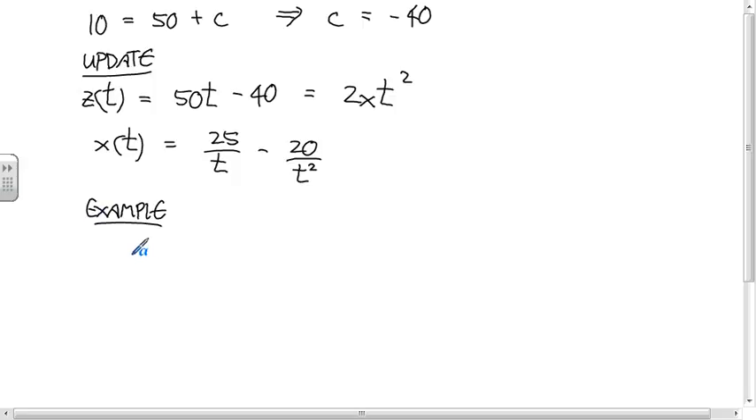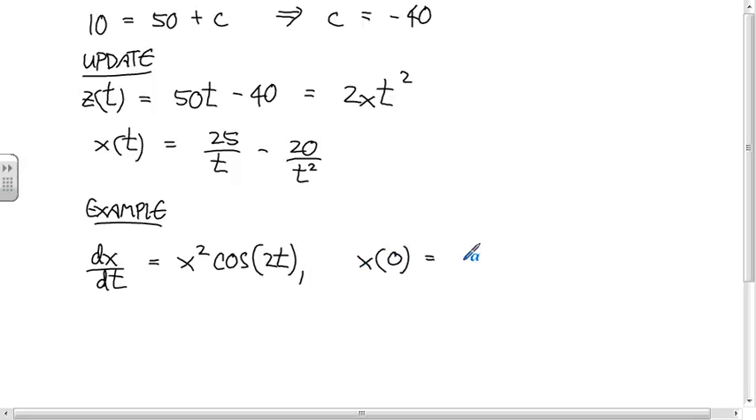So let's say dx/dt is equal to x squared cosine of 2t, where x of 0 is equal to 0.